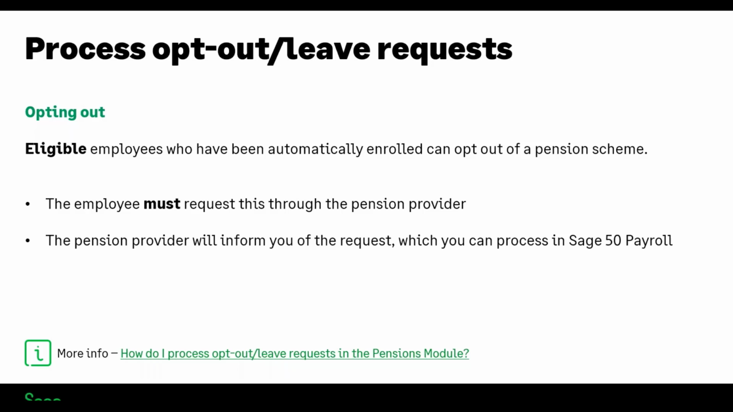Opting out of the scheme, so this is when the employee decides to leave your scheme within a month of being enrolled. Eligible employees who are automatically enrolled must request this through the pension provider, and the pension provider will then inform you of the request, which you can then process in Sage 50 Payroll. An employee can still leave your scheme after the opt-out period though. That's when they would then show as cessation in the assessment, as they've left the scheme outside of the opt-out period.